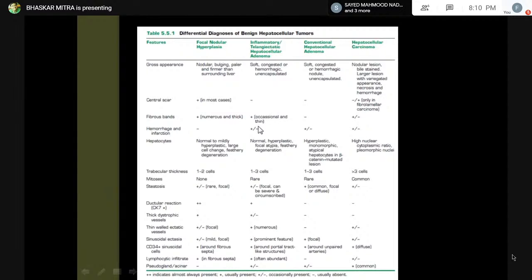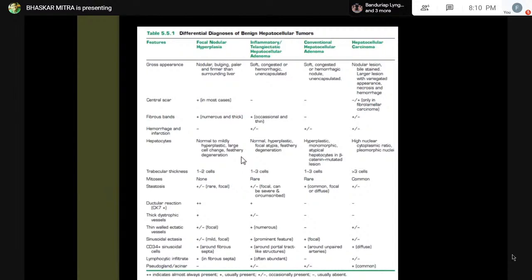Hemorrhage is usually seen in the telangiectatic group, as more blood vessels are there. Hepatocytes show hyperplasia; in the carcinoma the cell cord thickness is more than 3 cell layers, while here all are less than 3. Mitosis is more common there, steatosis is there, and other markers are also positive in the hepatocellular groups. So these are the features which differentiate focal nodular hyperplasia from the other groups.